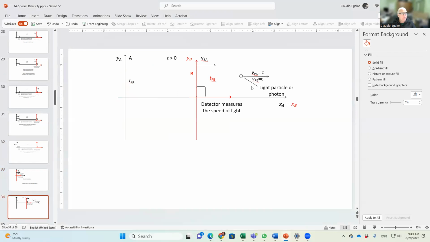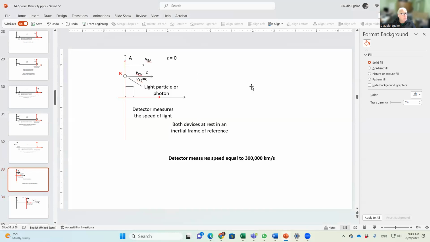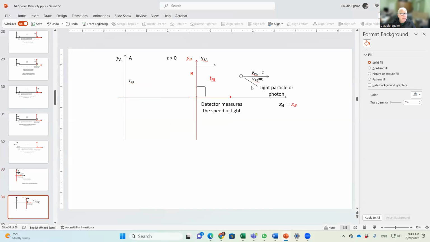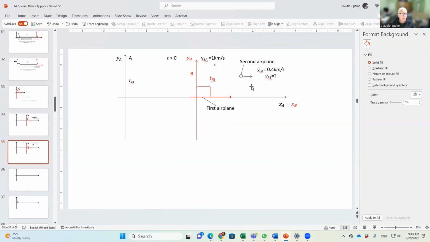So here you go. As the referential B moves away from referential A, and the particle is moving faster than referential B, that's why it's ahead, right? They keep on measuring the velocity of the photon, both A and B, and it still is going to be c, 300,000 kilometers per second. Okay, and then we can do examples with an airplane.